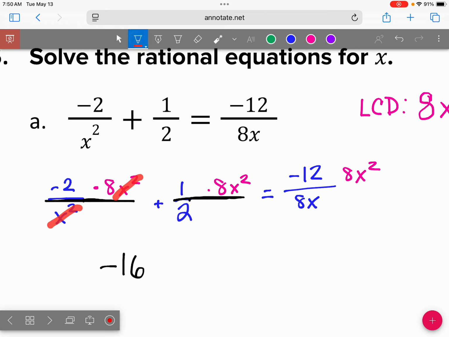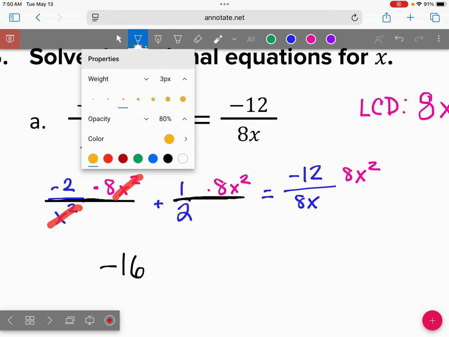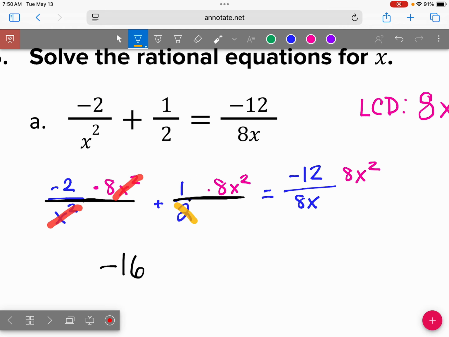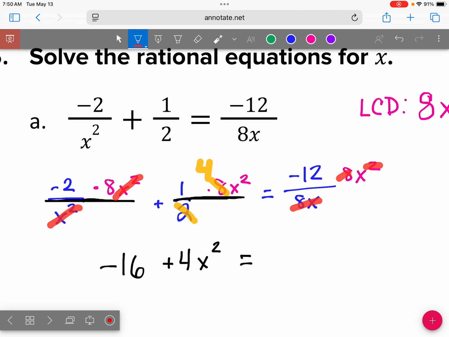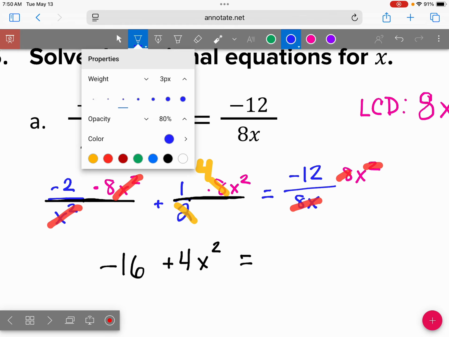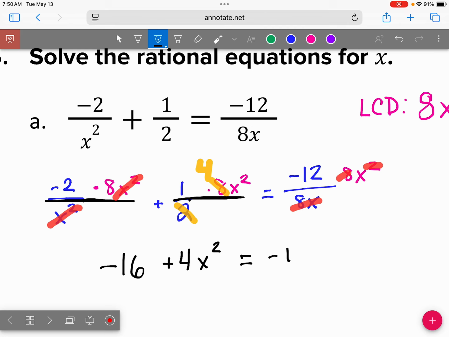So what can simplify here? What is 8 divided by 2? 4. So this becomes 1 times 4x squared, also known as 4x squared. And then on the right-hand side, we have our 8x. That's going to cancel out with the 8 and cancel out one of the x's. So we're left with a minus 12x.